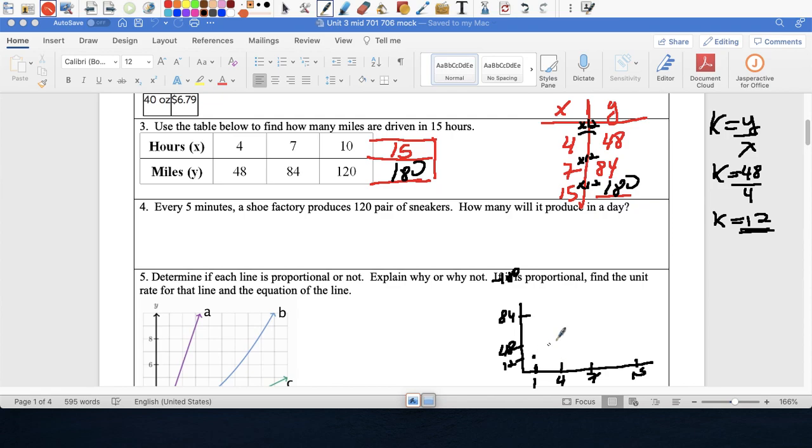So this point right here, and then if you get the other points, you would be able to draw a straight line going through the origin, and 1 and 12 would be your unit rate. And this 12 here is your constant of proportionality. It's what you're multiplying every x value by to get to the y value.